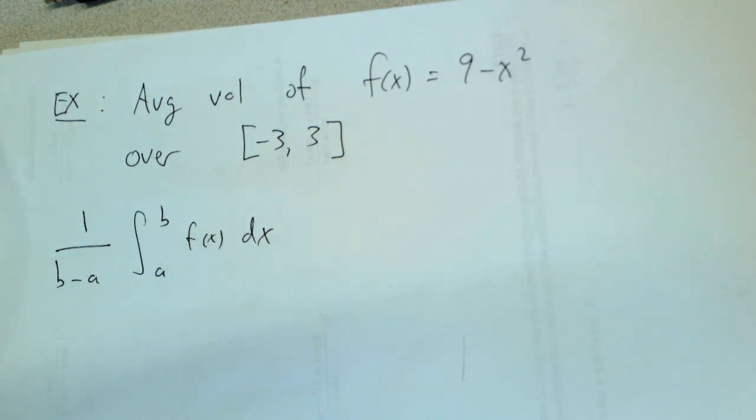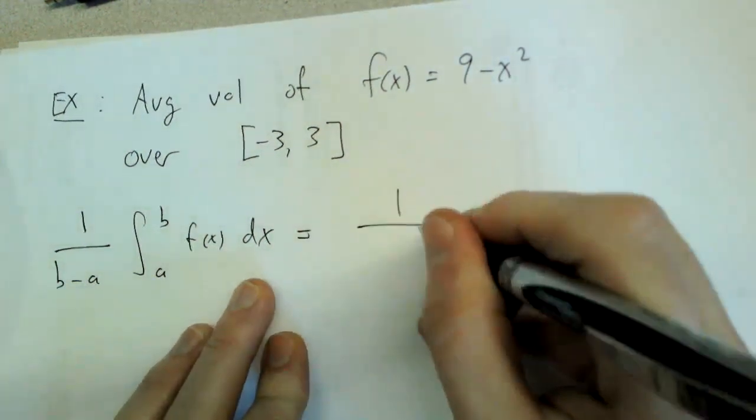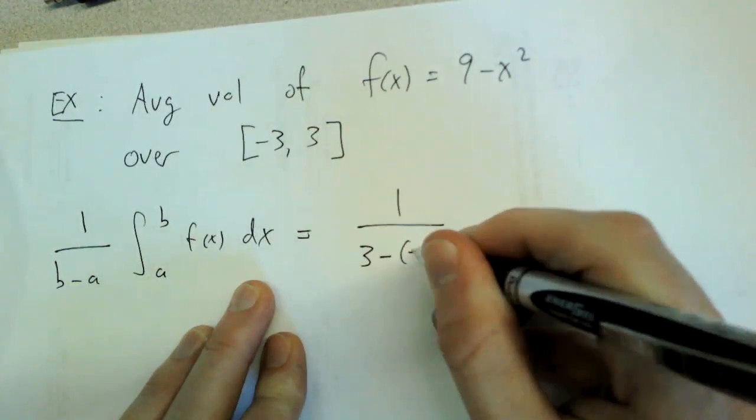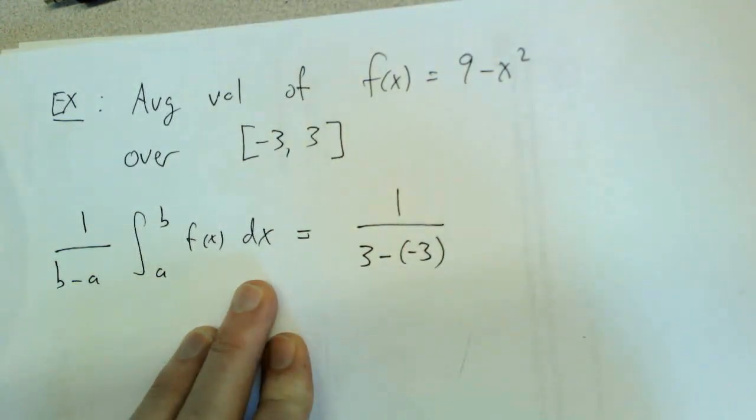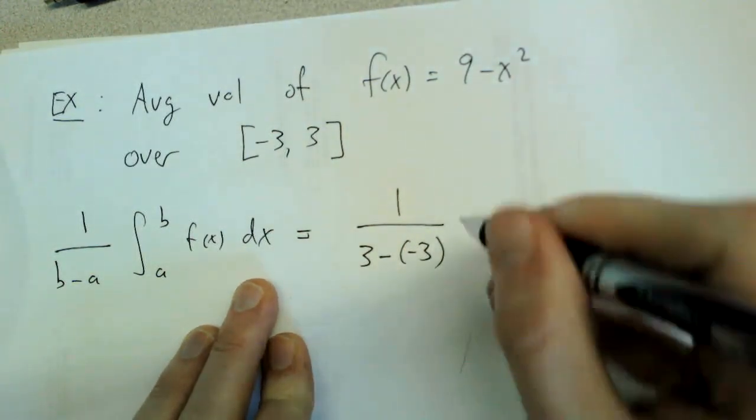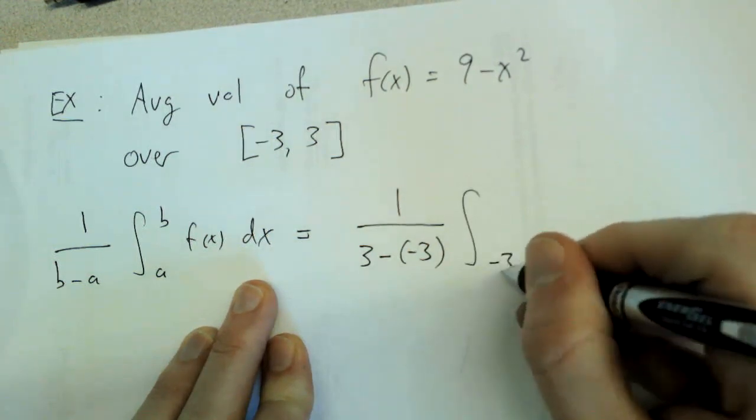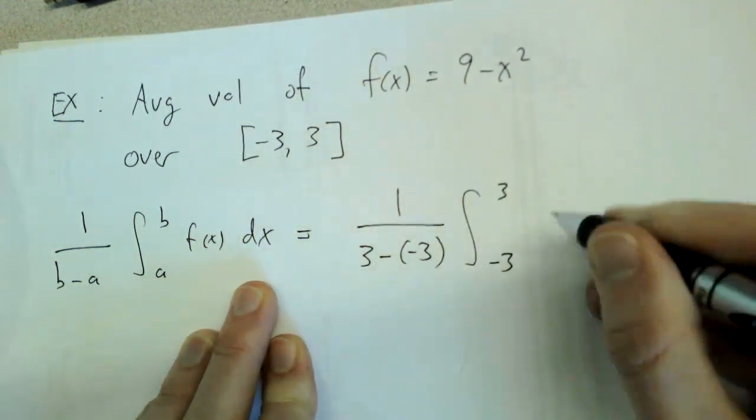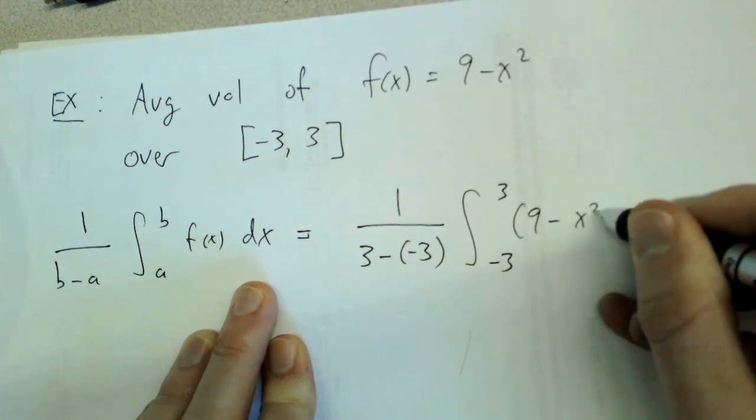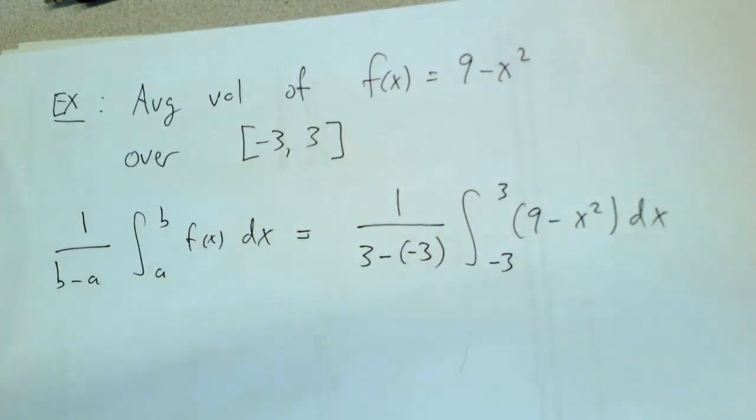What's a in this case, guys? -3. And b? +3. Okay, so you just got to plug it in, right? So this is 1 over 3 minus -3 times the integral from -3 to +3 of our function, which in this case is 9 minus x squared dx. And whatever this thing comes out to be, that's the average value of the function over that interval.